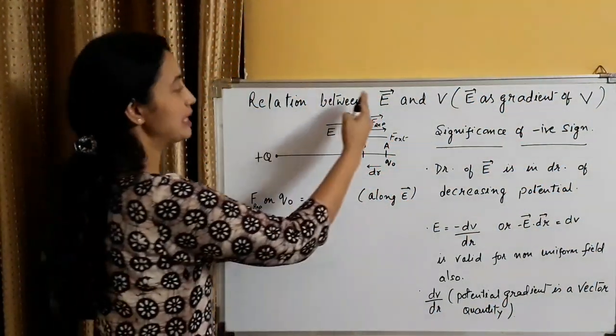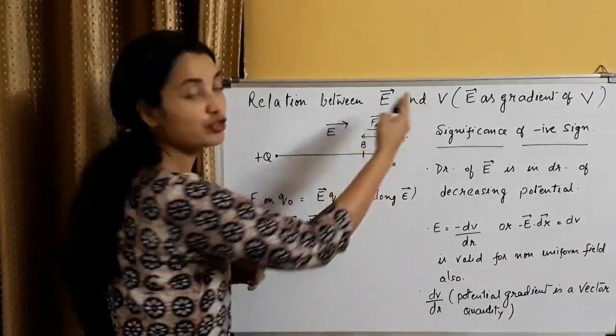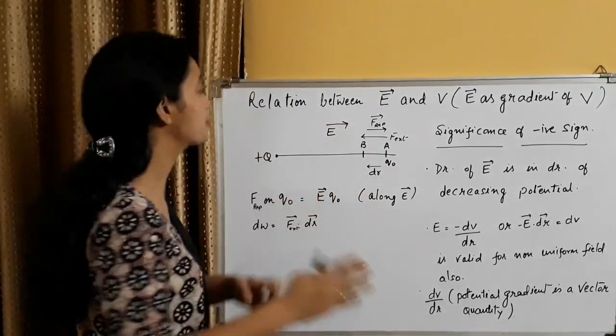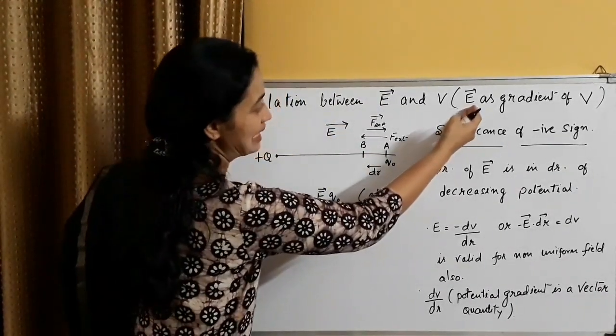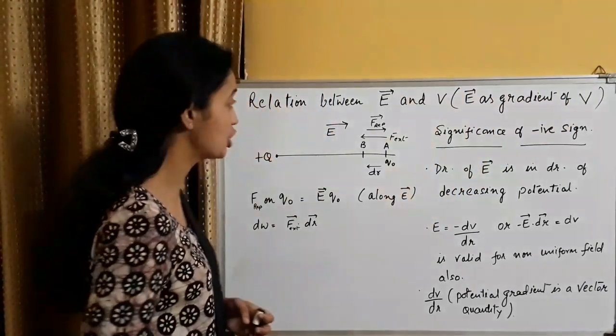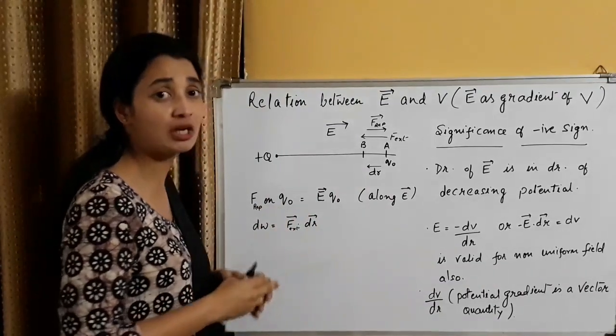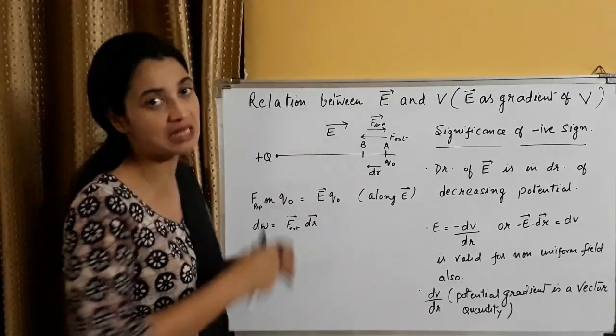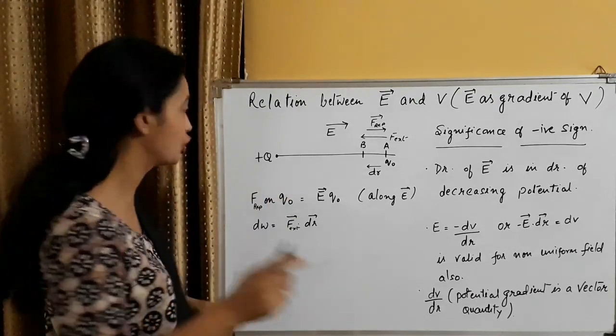The relation between electric field vector and electric potential. I am writing all these things by symbols to save time and space. So I am going to express electric field as gradient of electric potential. What is electric potential? You know it. What is gradient of electric potential? That you will be discovering in this particular episode, so stay tuned in.